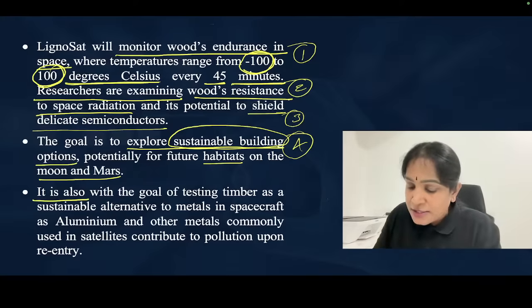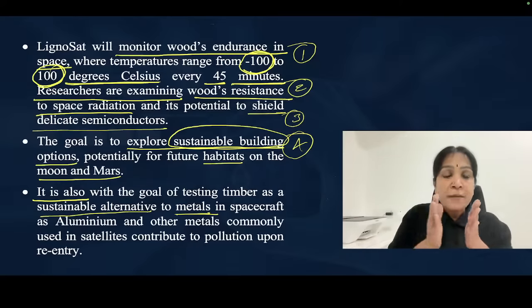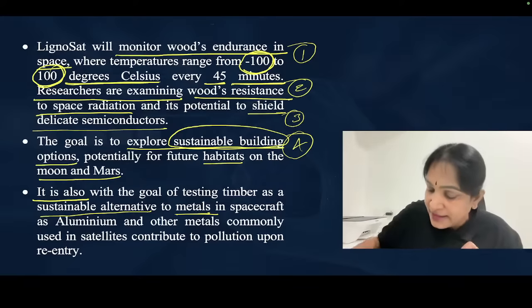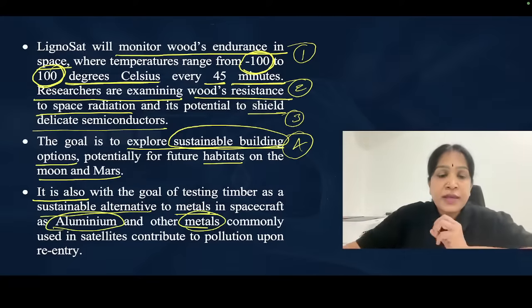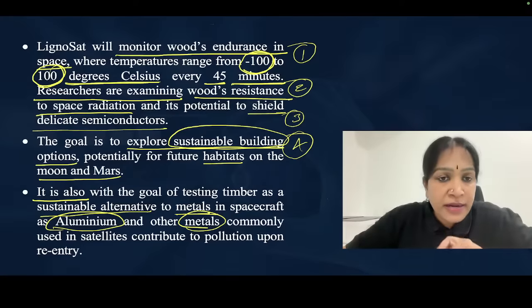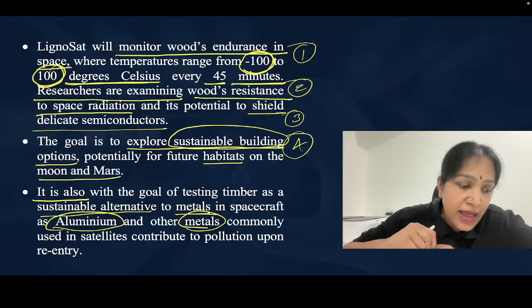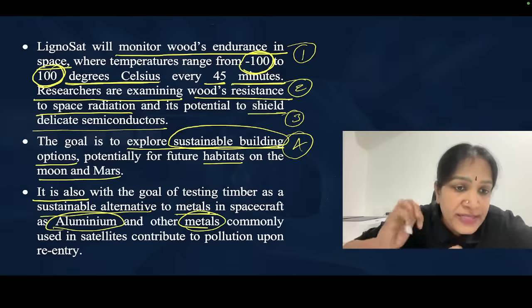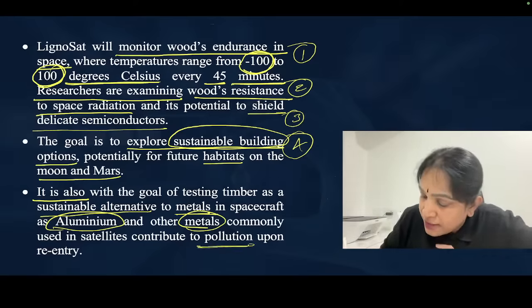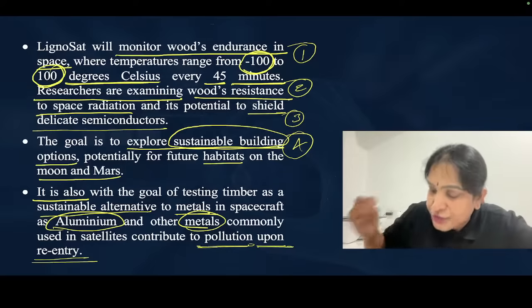And it is also with the goal of testing timber as a sustainable alternative to metals. I mean, presently we are using metals like aluminium and other metals. Is it clear? Presently, what is the commonly used material in spacecraft? Metals like aluminium and some other metals. But what happens? They cause pollution upon re-entry.